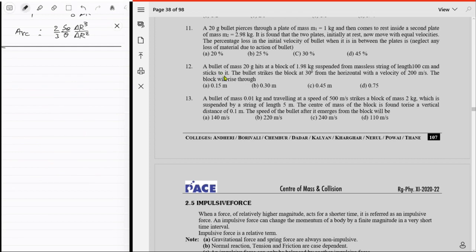A bullet of mass 20 kg hits a block of something suspended from a massless string of length 100 centimeter and sticks to it. The bullet strikes the block at 30 degrees from the horizontal with the velocity of this thing. The block will rise through... Huh? Massless string of length 100 centimeter, and sticks to it. The bullet strikes the block at 30 degrees from the horizontal.